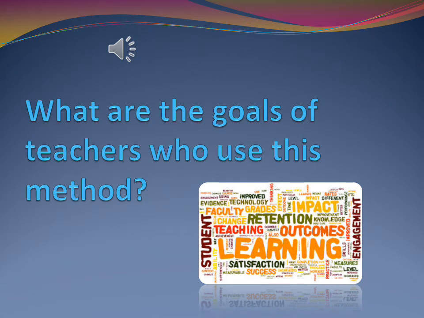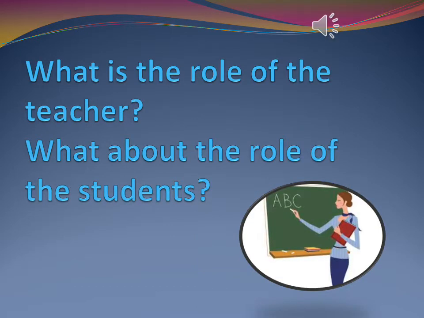The goals of using the direct method are that students are encouraged to think and talk in the target language, and they can communicate and understand what the others are saying. The teacher's role is to encourage and motivate the students to speak only in English, for example, to answer questions, make sentences, and repeat. And the role of the students is less passive, because they have to repeat and try to think only in the target language, in this case only English.